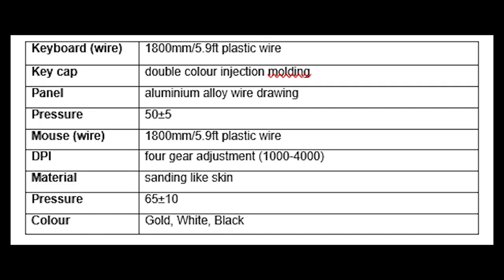There are 2 input devices. The first one is the keyboard. The keyboard body is plastic, and it has double color injection molding. The panel for this keyboard is aluminium alloy wire drawing. The material is sanding like skin. It has 3 colors, which are gold, white, and black. It has many special features, and the price is only 124 ringgit.